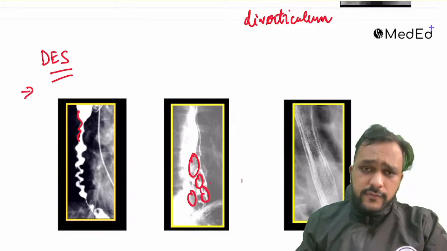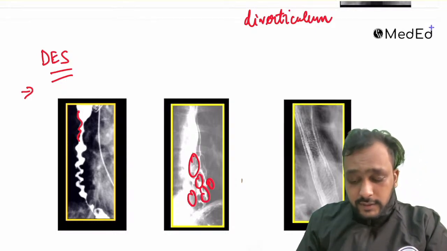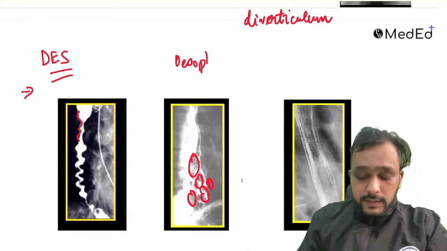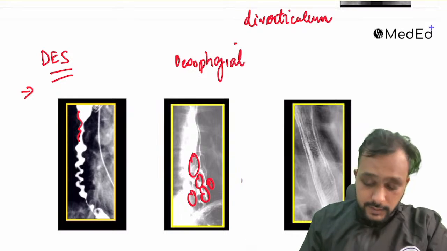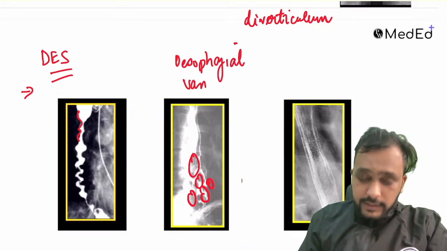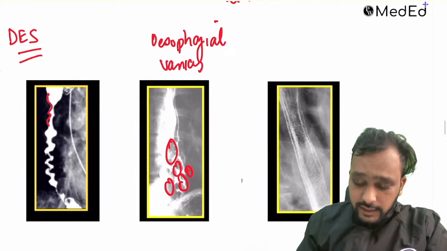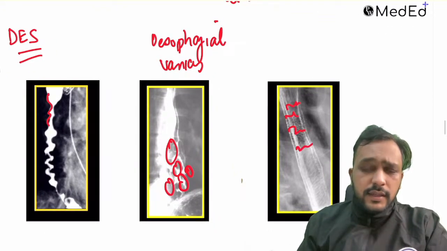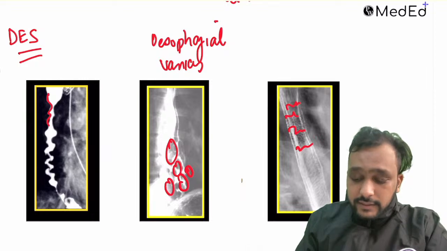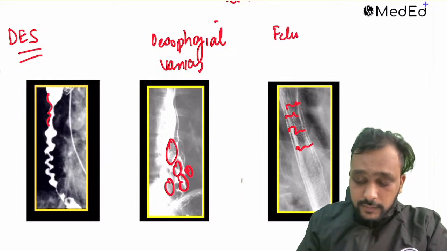Worm-like filling defects within the esophagus. This is seen in patients with esophageal varices. And in the third image we can see that there are transverse bands within the esophagus, and this transverse band is seen in feline esophagus.